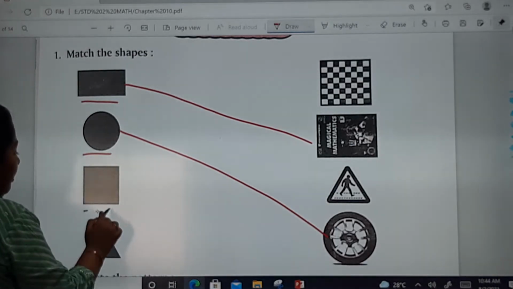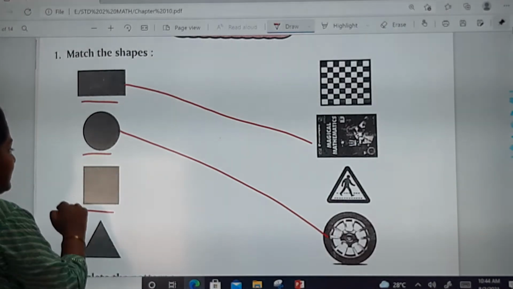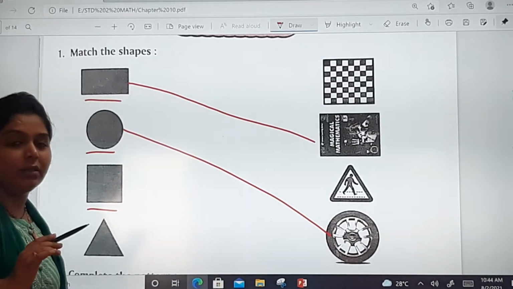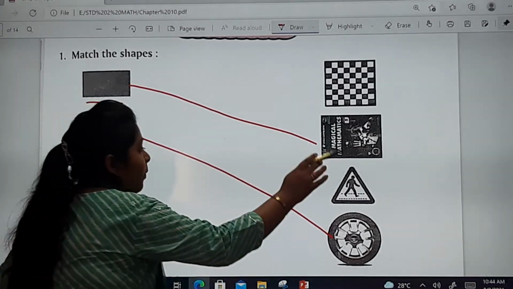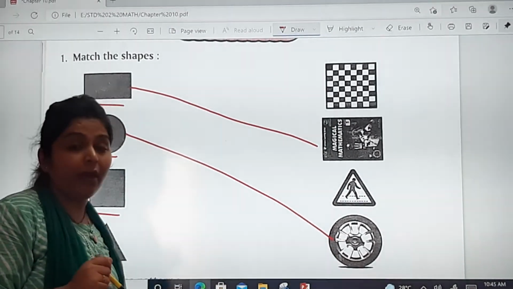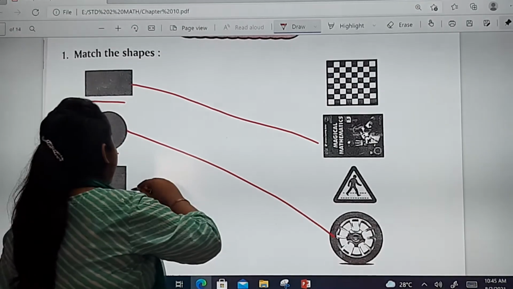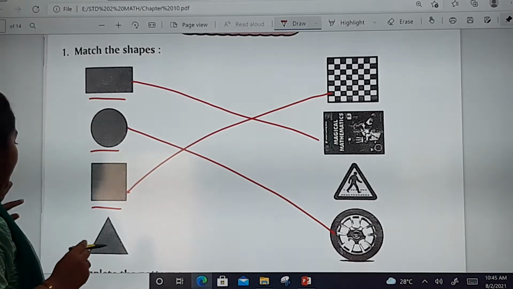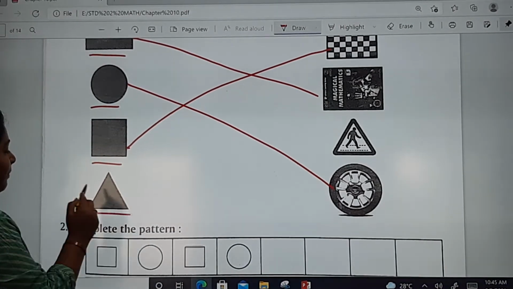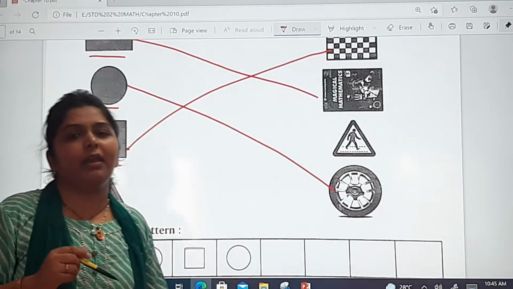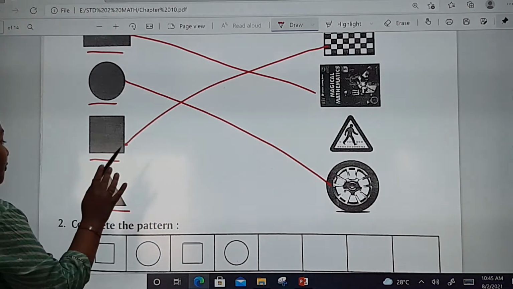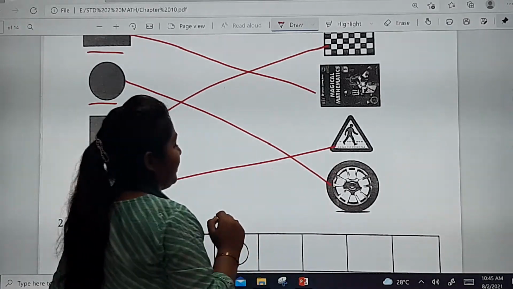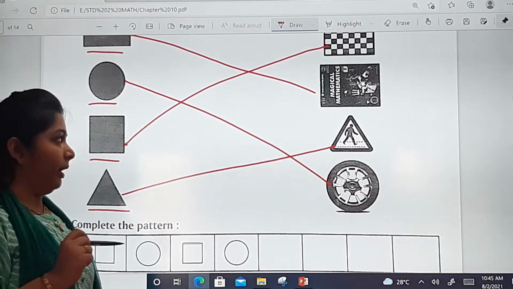Next, square. All the four sides are equal. Look over here. All the four sides are equal. Square. Okay. So, which object over here is square in shape? That is your first one. So, you will match it like this. Next, which shape is it? Identify it and tell me the correct answer. That is your triangle. So, here you have the object that is triangle in shape.